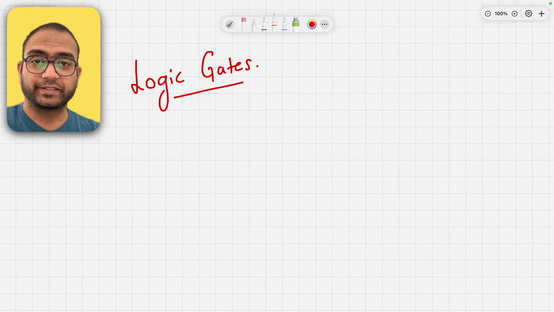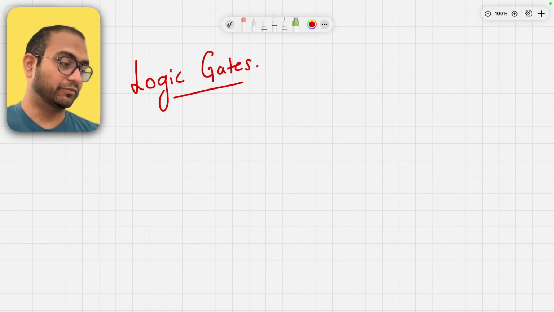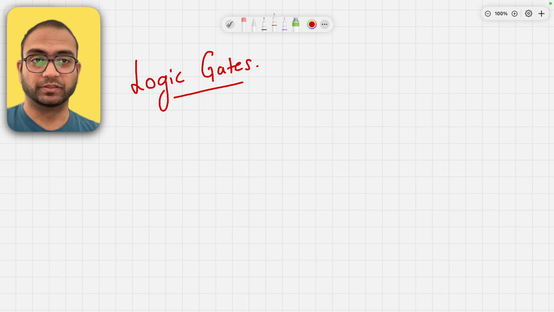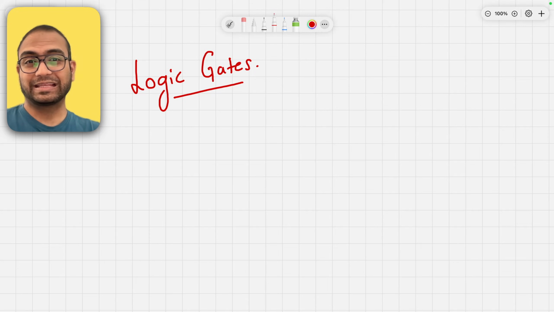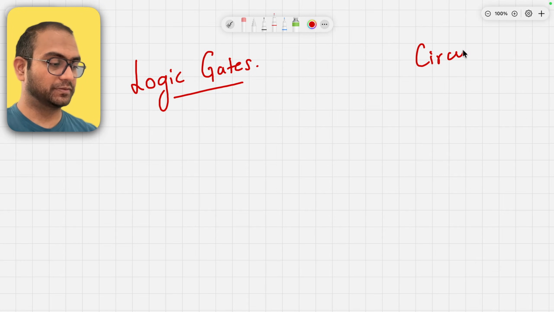So moving ahead in our journey to building digital circuits, we talked about the transistors, and we took a look at the FET, specifically the field effect transistor, and talked about how that can be used as a switch. Okay, so that's the circuit part.